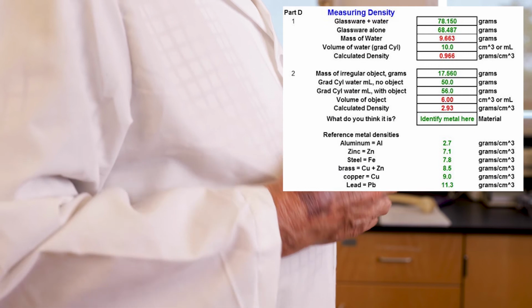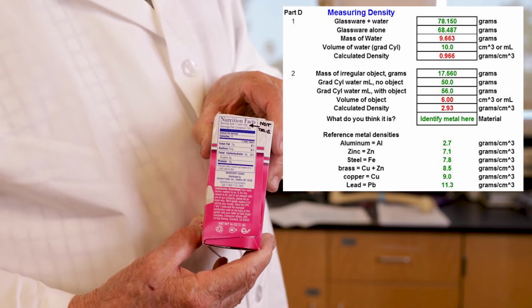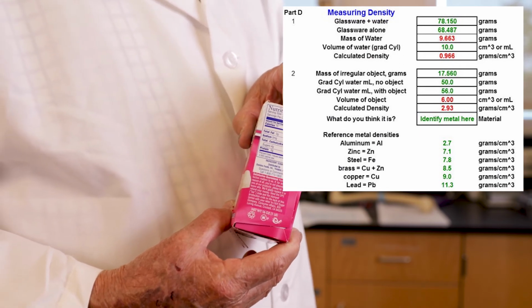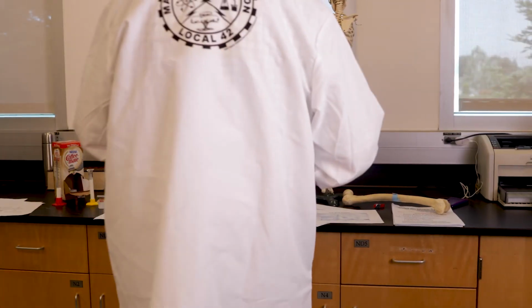Now you've got to be careful because the box also, when you look at the side panel, says 4 grams. Well, wait a minute, that's not 3.6. They've rounded it up. So you've got to be careful when you look at manufacturers' data. They tend to be generous with their own numbers.